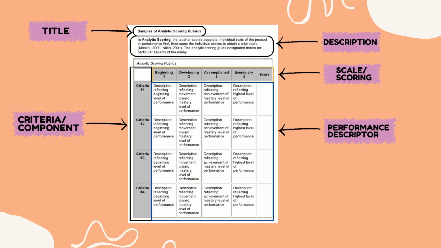Descriptive level. These use words or phrases such as beginning, developing, accomplished, or exemplary to describe different levels of achievement. Descriptive labels can be more meaningful than numbers or letters, but they need to be carefully chosen to avoid subjectivity.